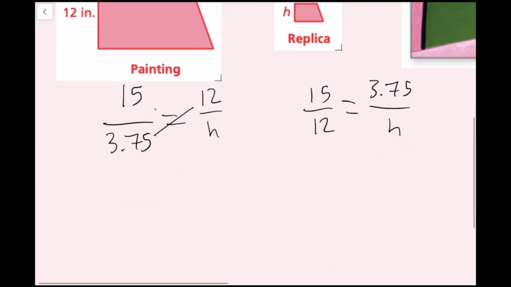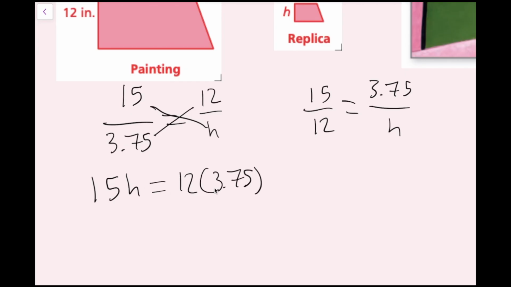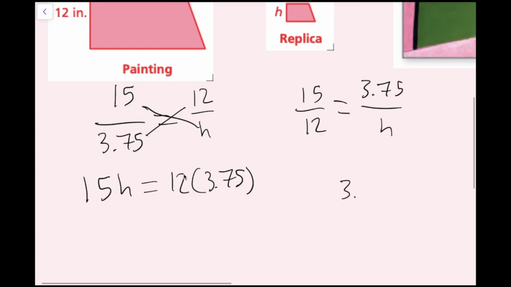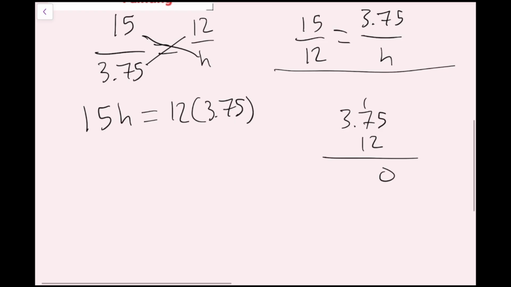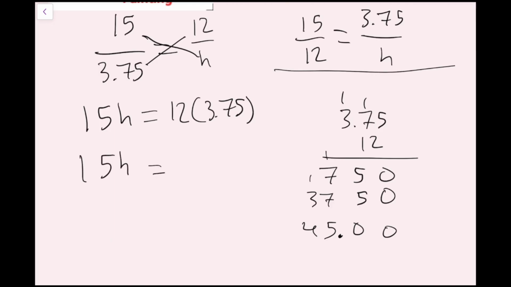If I cross multiply, I get 15h, because remember I'm just multiplying these things, 15 times h, and this is equal to 12 times 3.75. Well, I'm going to multiply this out, okay? So if I do 3.75 times 12, I get 4500, move the decimal 2 spaces, so that's just going to equal 45. So I get 15h equals 45.